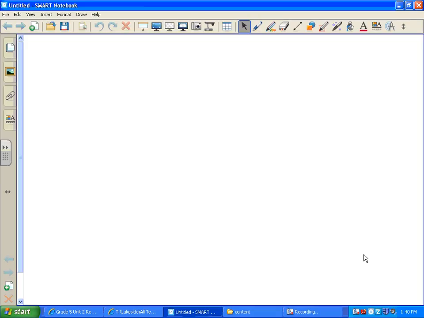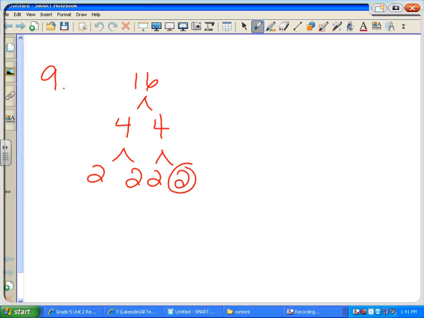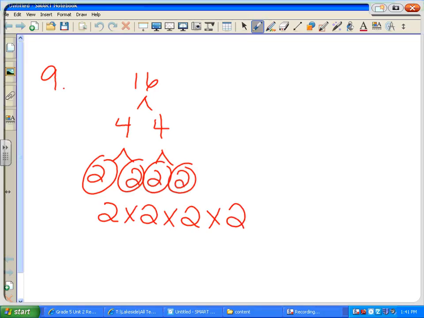2 and 3 are the only prime factors of 48. That is true. There's 2 and 3. That's what you use. The correct answer is D. Flip your paper over. What is the prime factorization of 16? So number 9. I could do the little tree to figure it out. If I look down at the tree, I know that the prime factorization of 16 is 2 times 2 times 2 times 2. That would be the correct answer of C.